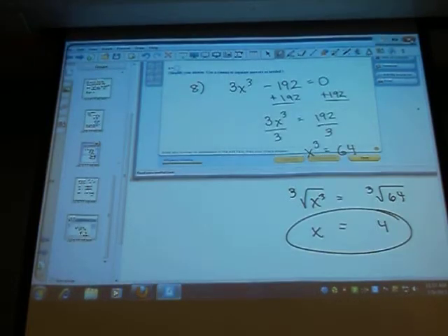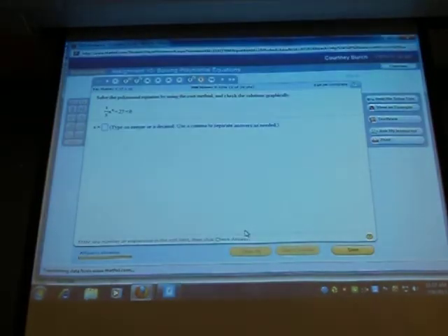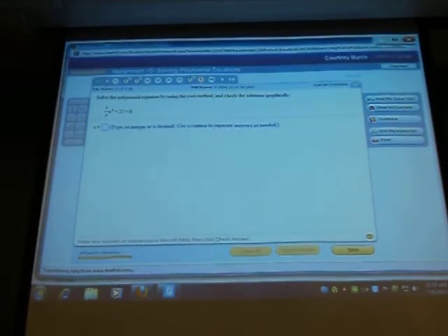This one's really simple. 25. 4 times 1/3 x to the 4th minus 27 equals 0. Yep, same thing. Add 27 first.